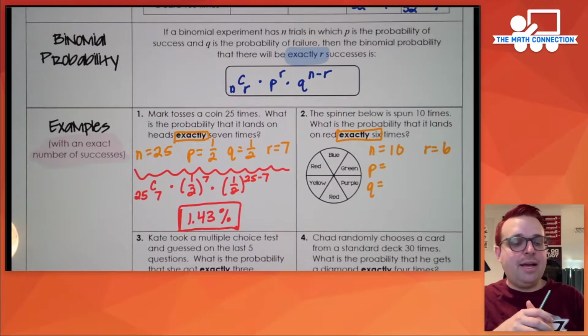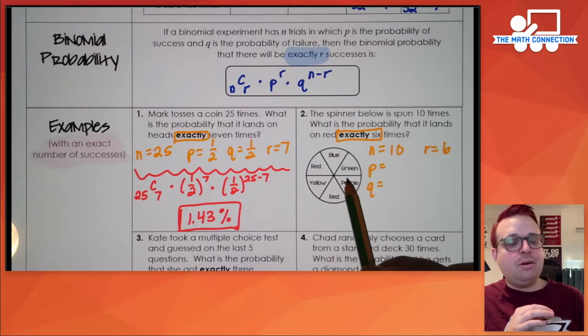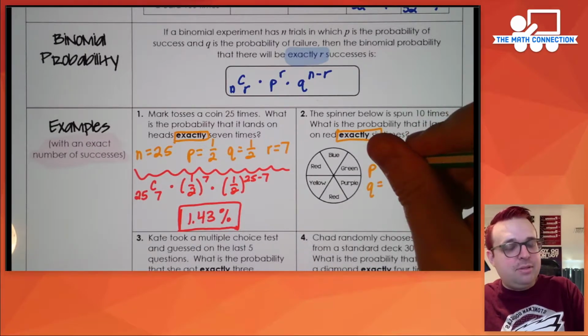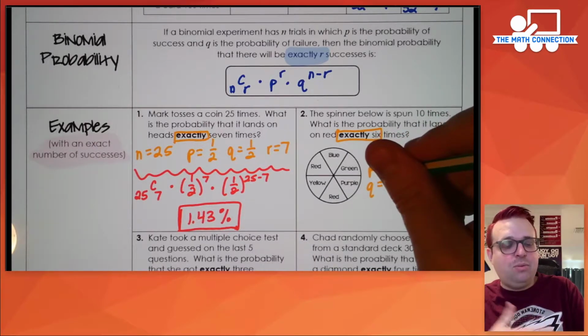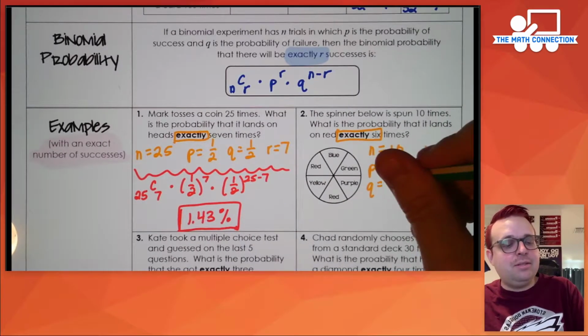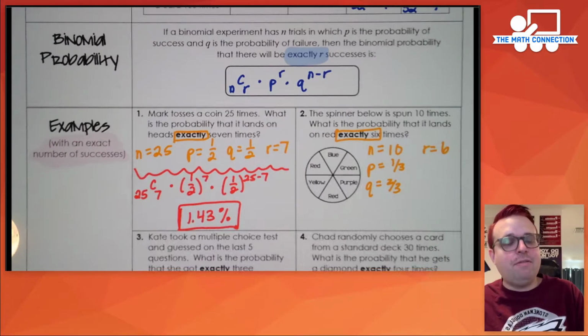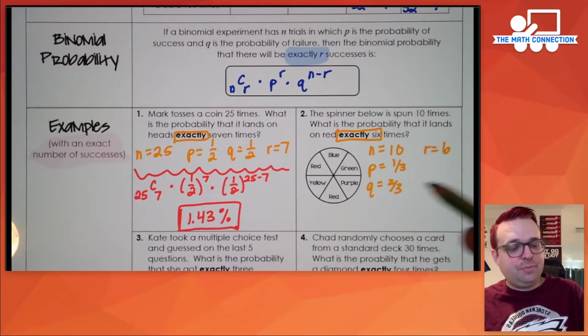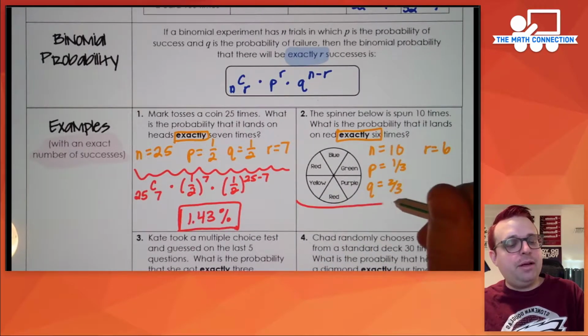So it's a success if it lands on red. How many of these spaces are there? There are 6. And how many of them are red? That's 2. So that means 1 out of 3 times, which is like 2 out of 6 reduces to 1/3. So 1 out of 3 times we have a success. That means 2 out of 3 times we have a failure. Okay. So we have everything we need to do our formula.